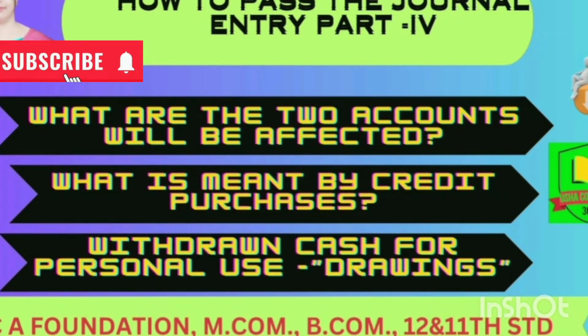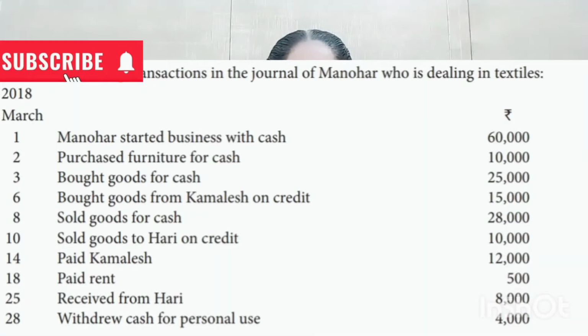In this video, we are going to learn about 11th standard accountancy chapter 3, the books of prime entry. We are going to pass the journal entry with each transaction, from the third chapter, exercise question number 8. First, I have read the heading, then let me see each transaction one by one, how to pass the journal entry. Enter the following transactions in the journal of Manohar, who is dealing in textile business.